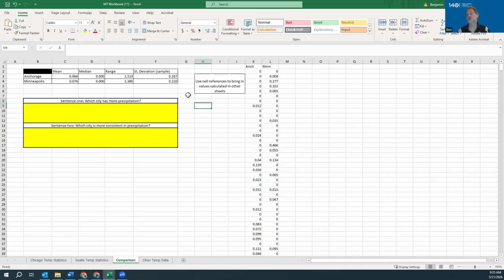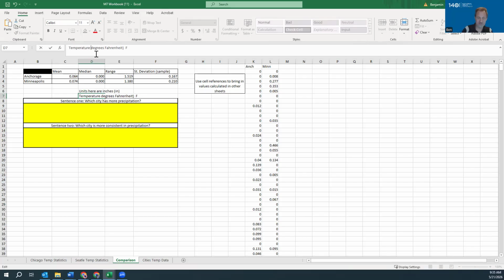With precipitation, the units are inches. So IN is my abbreviation for that. For temperature, the units are going to be degrees Fahrenheit, and you can just say F for that. I guess I should be consistent here. Temperature units are degrees Fahrenheit, and then you could just say F.